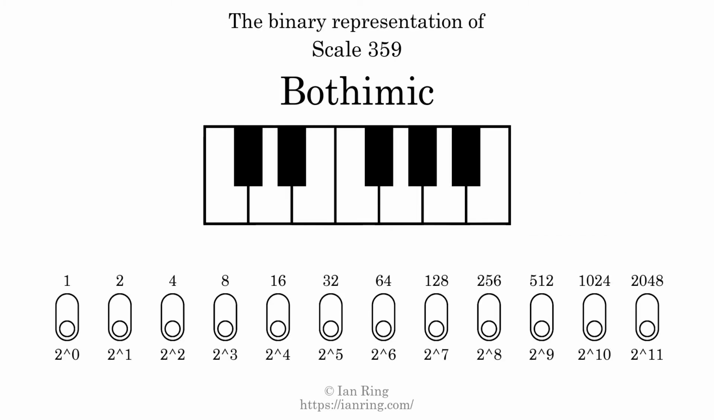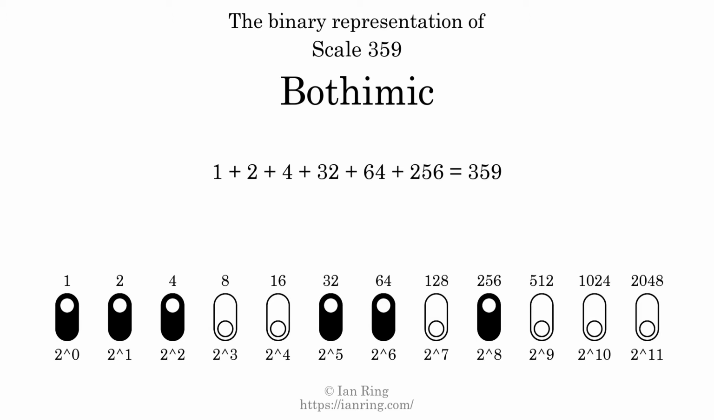The binary representation of this scale is determined by mapping tones of the scale to binary digits. Each binary digit represents a power of 2. To get the scale number, we add the powers of 2 together. The powers of 2 that are present in the scale, all added together, equals 359. That is why the scale number, in decimal, is 359.